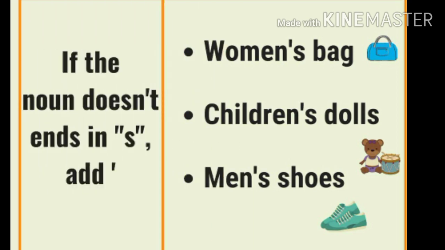We also spoke about the irregular plural nouns. So what happens when you are making possessives out of irregular plural nouns? We write the plural noun as it is and add apostrophe and S. Okay. So let us look into this example. Women. Women is an irregular plural noun. So women's bag. Children's dolls. Men's shoes.